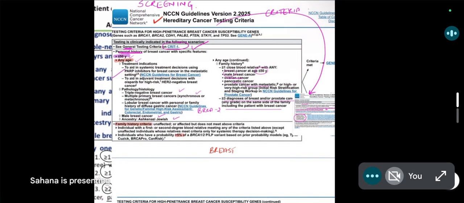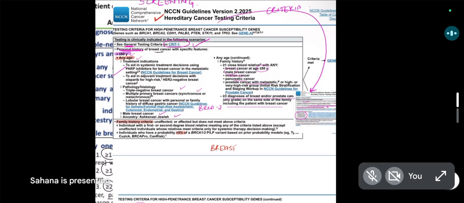So here, what are the indications for genetic counseling, genetic testing? Okay, this is one personal history, for BRCA testing or the gene panel. So one, those who are less than 50 years were diagnosed with breast cancer, in them you will do BRCA testing. Second, any age, those who are on treatment, where your treatment decision is based on your BRCA status. That is when you have to start them on PARP inhibitors like olaparib for hormone positive, HER2 negative, high risk category. Then their pathology, they are triple negative.